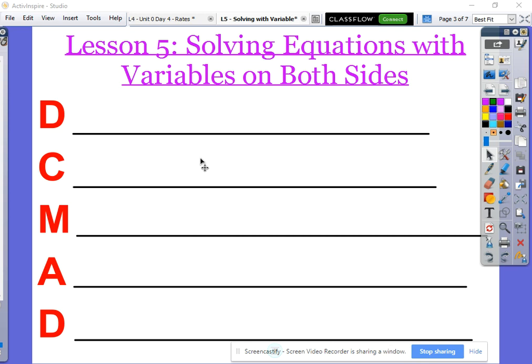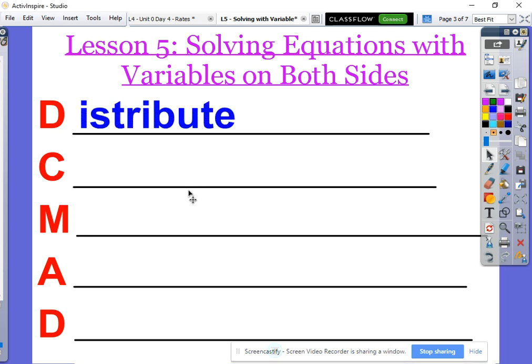So the first thing is the D. The D is similar to what we talked about yesterday. The D stands for distribute. So you'll want to distribute. Sometimes you can get around not doing that, but for now we want to distribute. That's the safest thing to do. So you're going to start out an equation by distributing if necessary. If there is no distribution, there's no distribution.